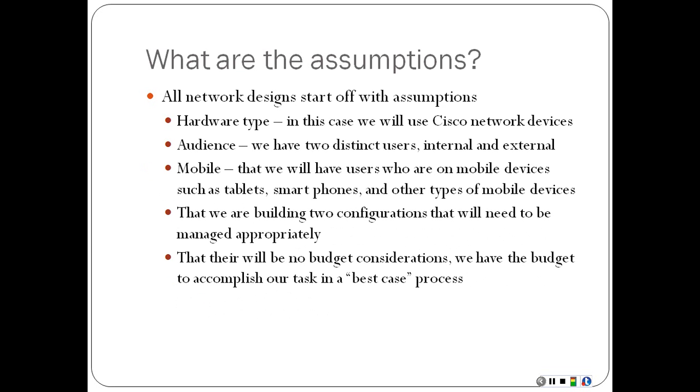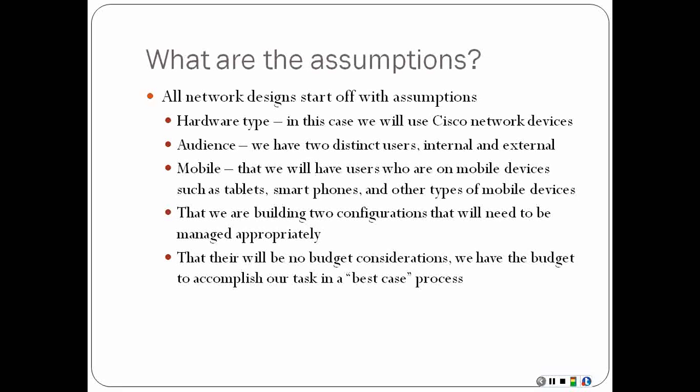Now we have to make some assumptions. All network designs start off with assumptions. So for a hardware type, we're basically going to use Cisco network devices. I'm not going to focus on F5 or Aruba or anything else that's basically enterprise-ready. We have an audience: two distinct users, internal and external. We've kind of identified those. One is students, one is internal staff.